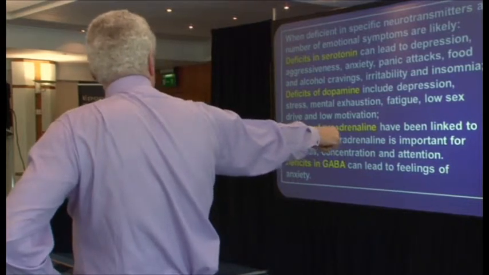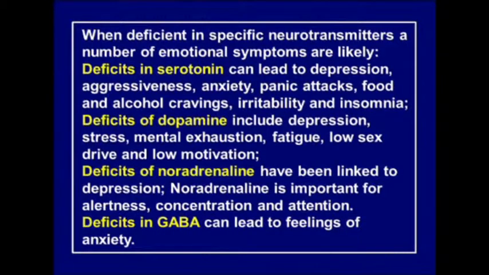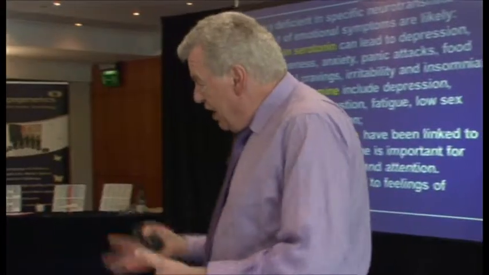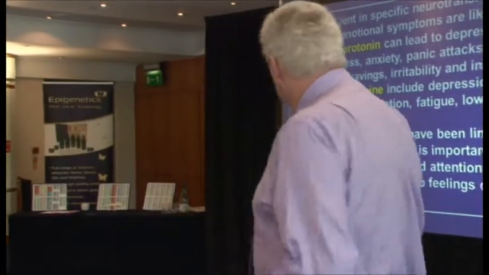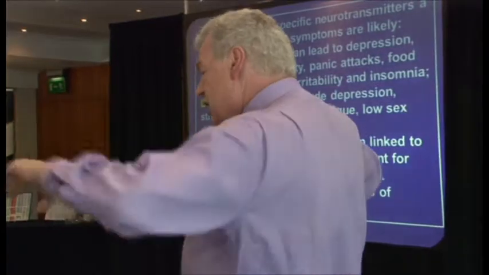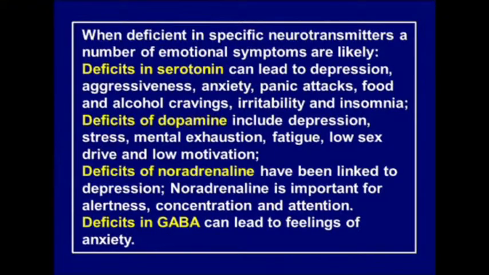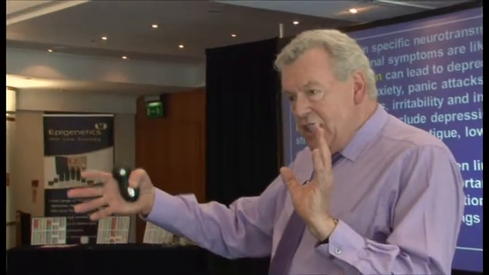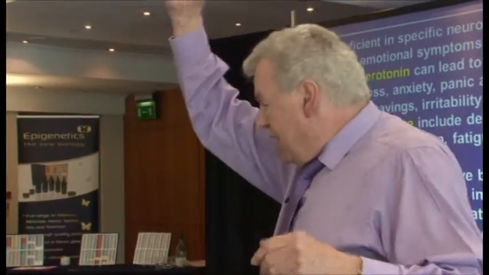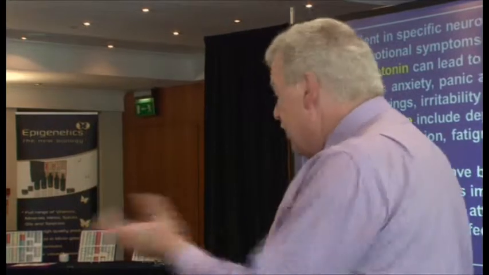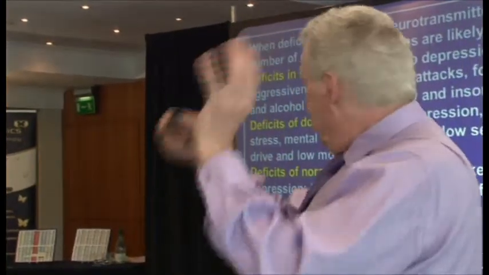Low noradrenaline has been linked to depression. Adrenaline or noradrenaline is important for alertness, keeps us awake as we know, concentration and attention. There's lots of adrenergic neurons which are there, not just when we're under stress, but to keep us awake, you know. And GABA, which is an inhibitory neurotransmitter, can lead to feelings of anxiety because that's like the brake. So we haven't got enough inhibition. And if we haven't got enough inhibition, we get anxious, okay? So a deficiency of inhibition will lead to anxiety.